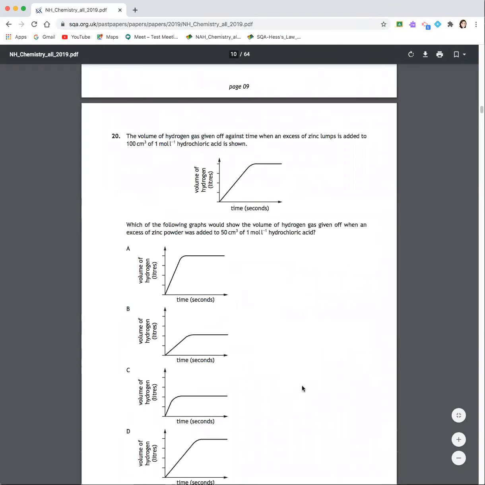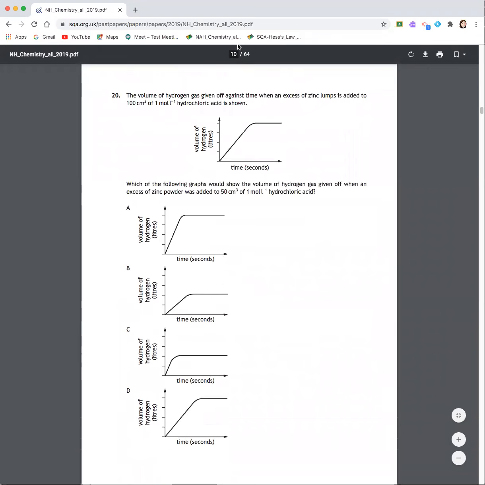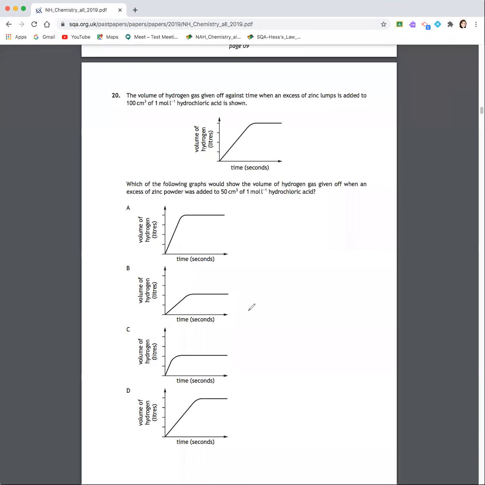So then question 20, the volume of hydrogen gas given off against time when an excess of zinc lumps is added. The following graphs show the volume of hydrogen gas given off when excess zinc powder is used. So here we've got lumps versus powder. Because you're going to use powder, that's going to go faster. And this time you've got the same concentration of acid, so that's not going to change the rate. But you've only got half the amount of acid.